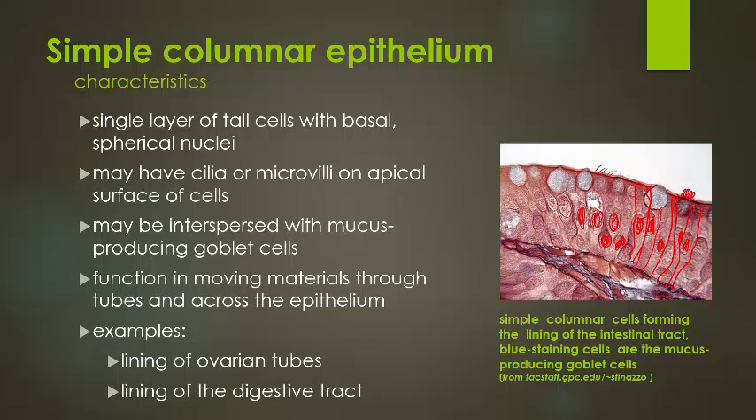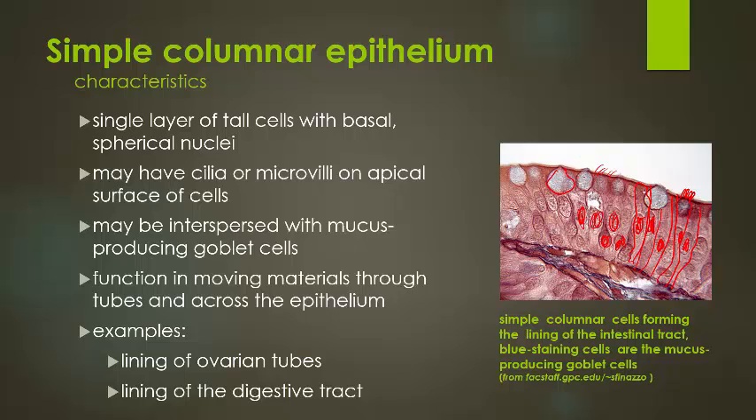Here, the folds of the membrane. And so be sure when you're looking at your sample of simple columnar epithelium, be sure to look to see if you can find anything decorating the apical surface. And they may be interspersed with these cells.